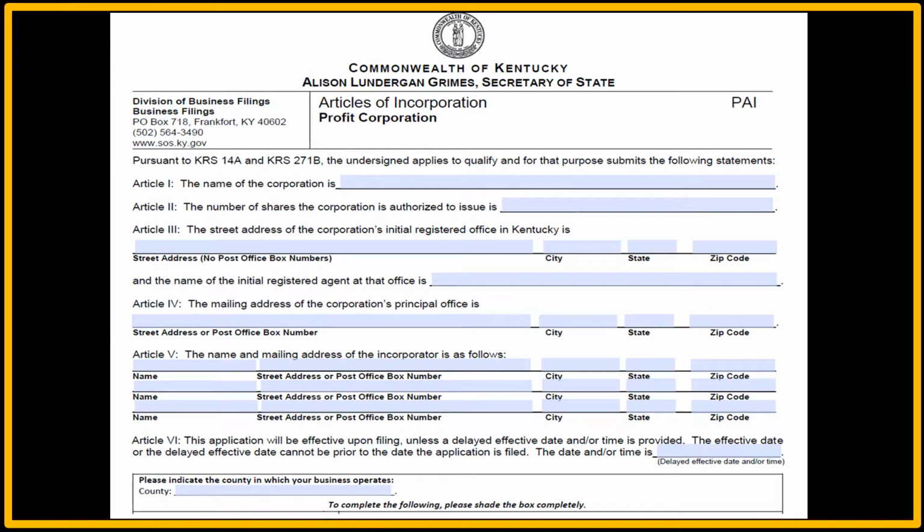If you look at the Kentucky form articles of incorporation, right here in Article 2, where we're supposed to put the authorized shares, it doesn't give us any space to put the type of shares or the class of shares. If we want to have common and preferred, there is no place to write that in. So does that mean we can't have different classes of shares in Kentucky? And the answer is no. We are allowed to have different classes of shares in Kentucky. So what am I to do?